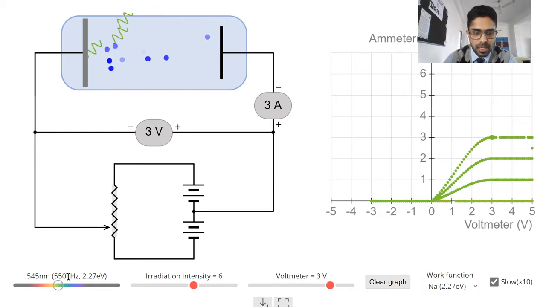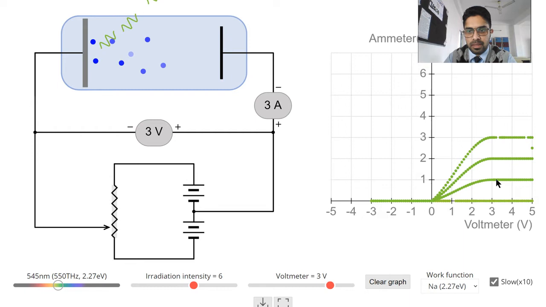Throughout this video till now, I have not changed the frequency here after making the work function equal to 2.27, right? So the frequency of incident radiation is constant. We only increase the intensity of the radiation. What we found here is that as we increase the intensity, the maximum current that we get keeps on increasing.